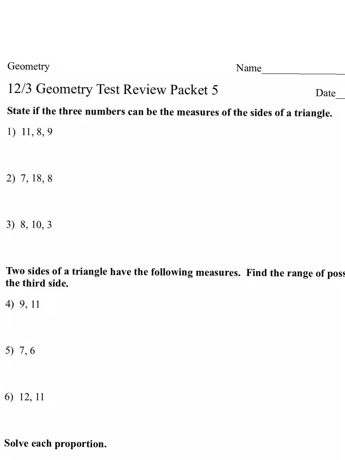So this first section, all you do is you take the two smallest numbers and add them together, and 8 plus 9 is 17. And if that is bigger than the third number, it's a yes. So this is a yes because 17 is bigger than 11. The next one you have 7 plus 8 is 15, and 15 isn't bigger than 18, so that is a no. And the two smallest numbers on the third one is 3 and 8, which add up to 11, which is bigger than the 10, so that is a yes.